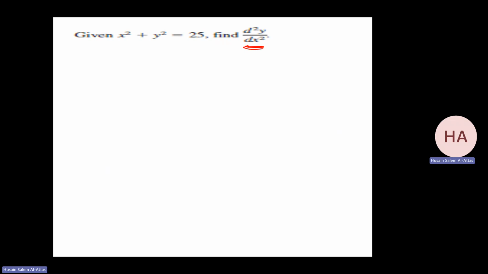Now we'll talk about implicit differentiation, but I need to find the second derivative, not the first derivative, for such a relation. Let me start with this easy one: x squared plus y squared equals 25. I need to find the second derivative.